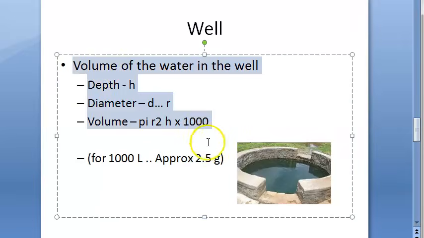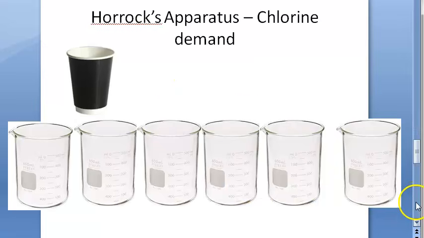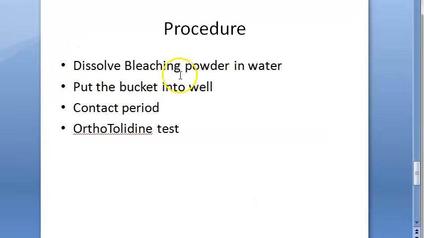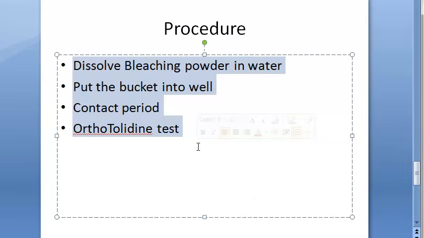Well, so for a well, first of all, you will get the volume of the well. Then you will use the Horrocks apparatus, find out which cup is going to get the blue color first, and based on that you will get the chlorine demand, right? And then you will dissolve this bleaching powder, put it in the well, clean the well, check for free residual chlorine and go back home.